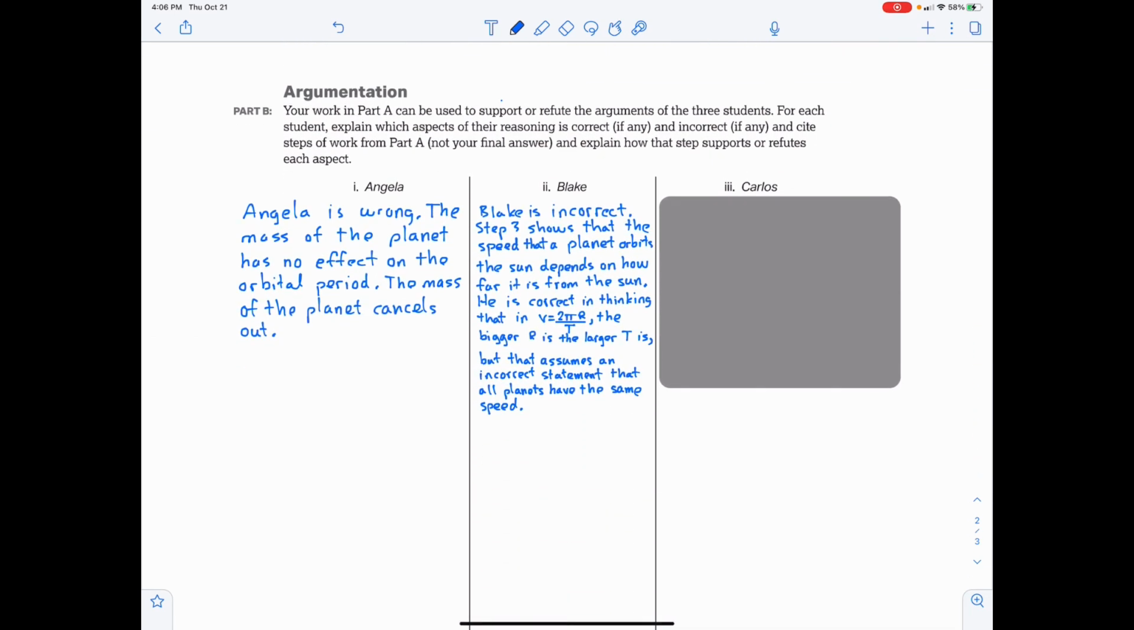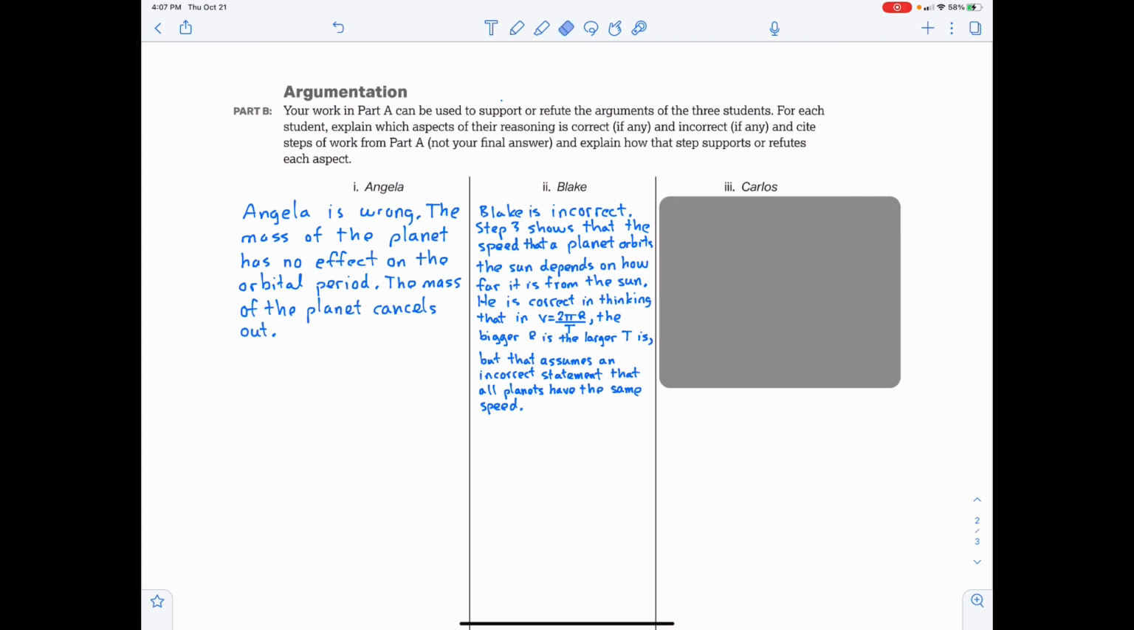So step 3 shows that the speed the planet orbits the sun depends on how far it is from the sun. He is correct in thinking that with v equals 2 pi r over t, the bigger the r, the larger the t. That part's true. But his assumption is incorrect that all planets travel at the same speed. They can't possibly all travel at the same speed because some have farther distances to go than others.